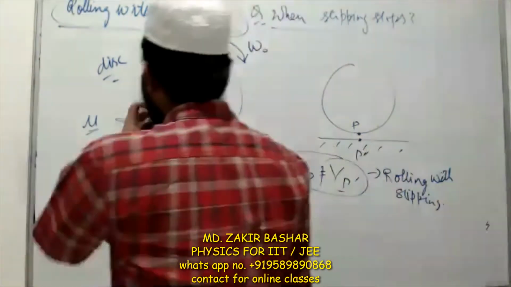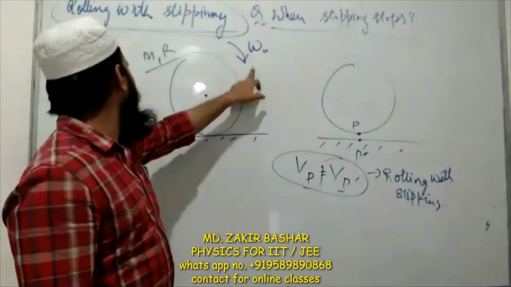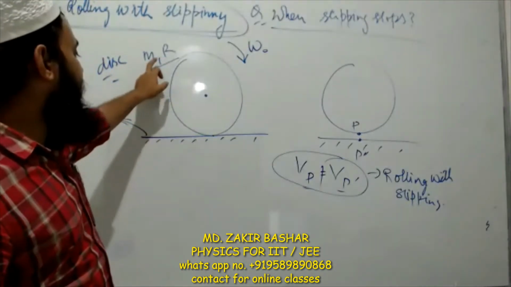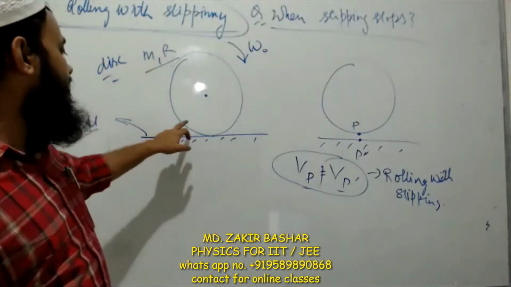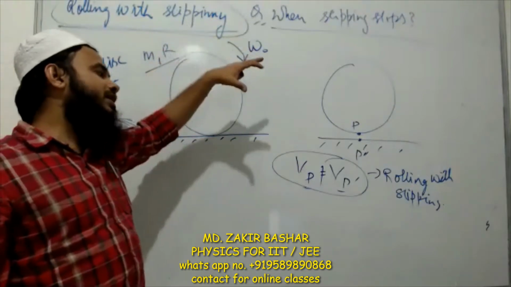See here, it is given in the question, this disk is rotating with omega naught, and the mass of the disk is m, radius is r, and the coefficient of friction between the disk and the ground is mu. So for doing this question, this is the case of rolling with slipping. This disk is rolling as well as slipping.